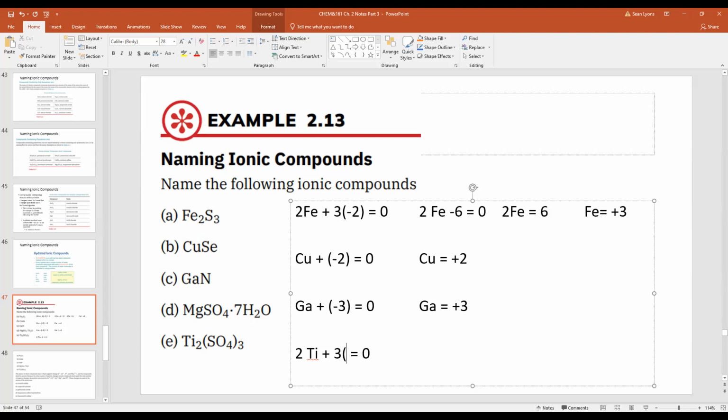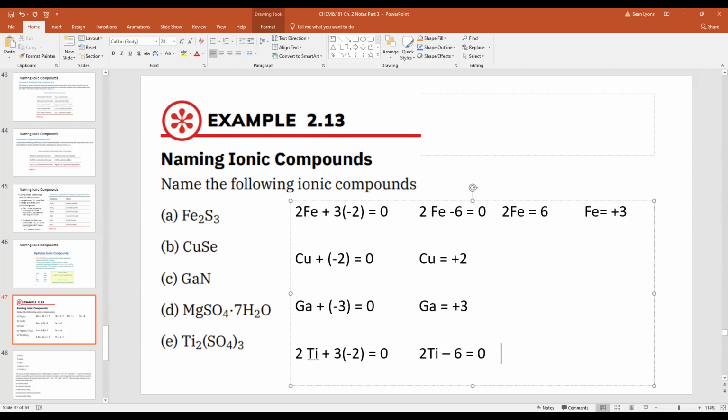And like I said, we can get this from the polyatomic ion list, so you don't have to memorize this one. We don't have to look at the periodic table, but sulfate's always going to be -2. So in this case, we've got to do a little bit more math like we did for the first one, but 2 titaniums is going to be equal to -6.